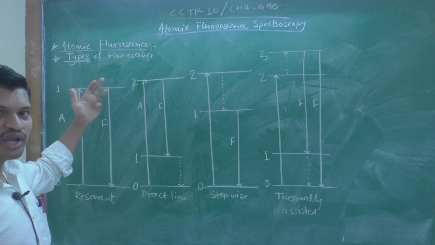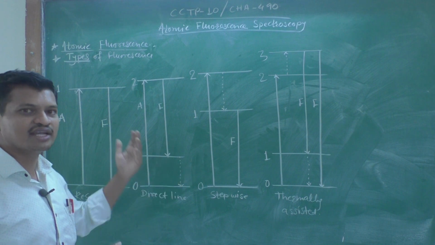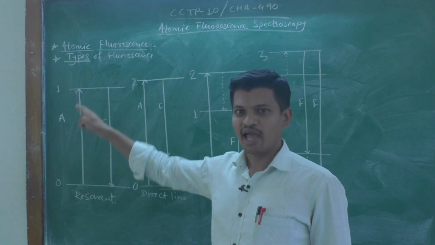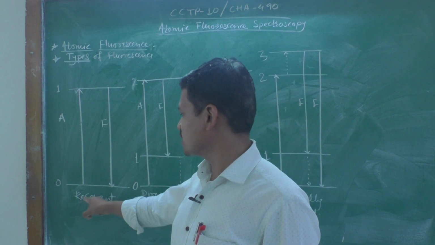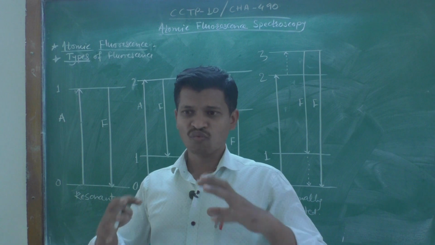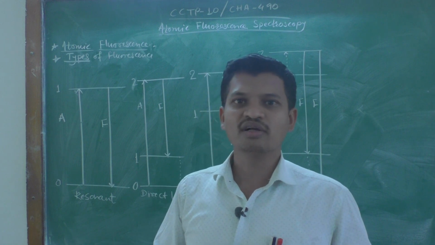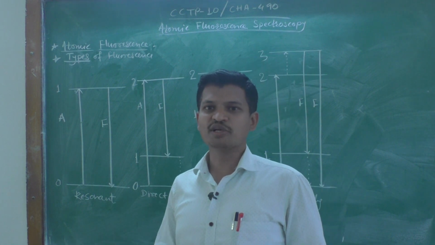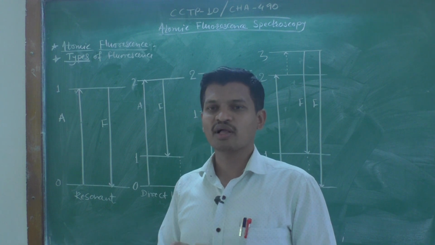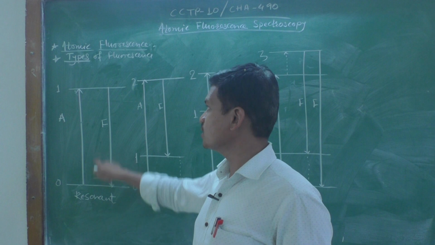While falling down to the ground state energy level, they emit radiation, and that radiation is of the same wavelength as that of the absorbed radiation. What is resonance? We know the meaning of resonance: when the frequency or wavelength of any two species, phenomena, or processes exactly match, we call that phenomenon resonance, and hence the name resonant atomic fluorescence.